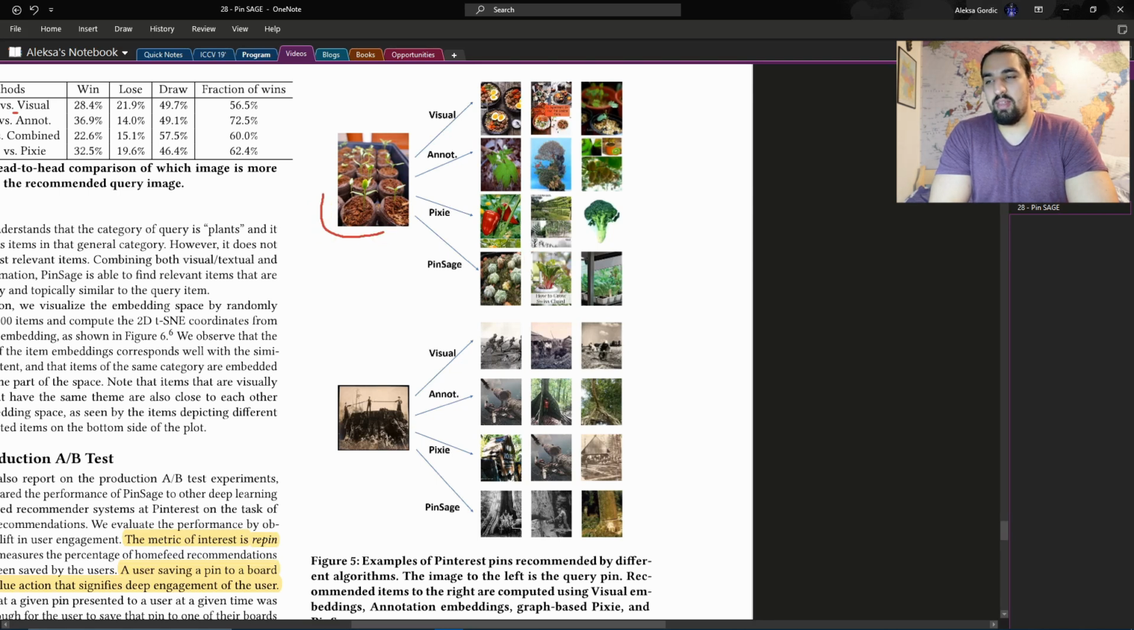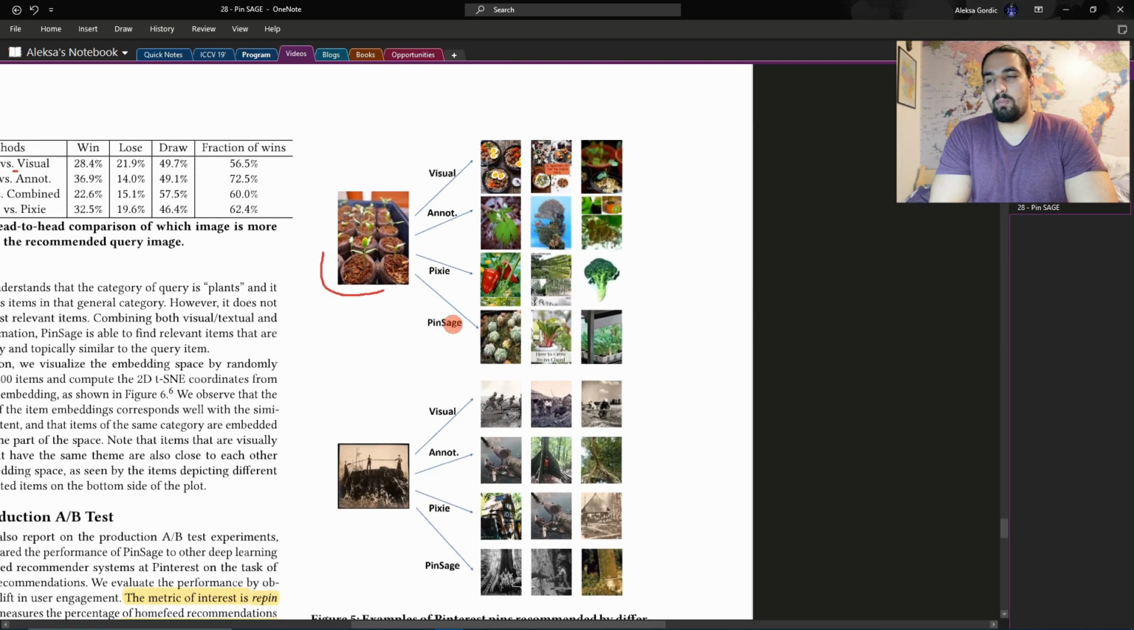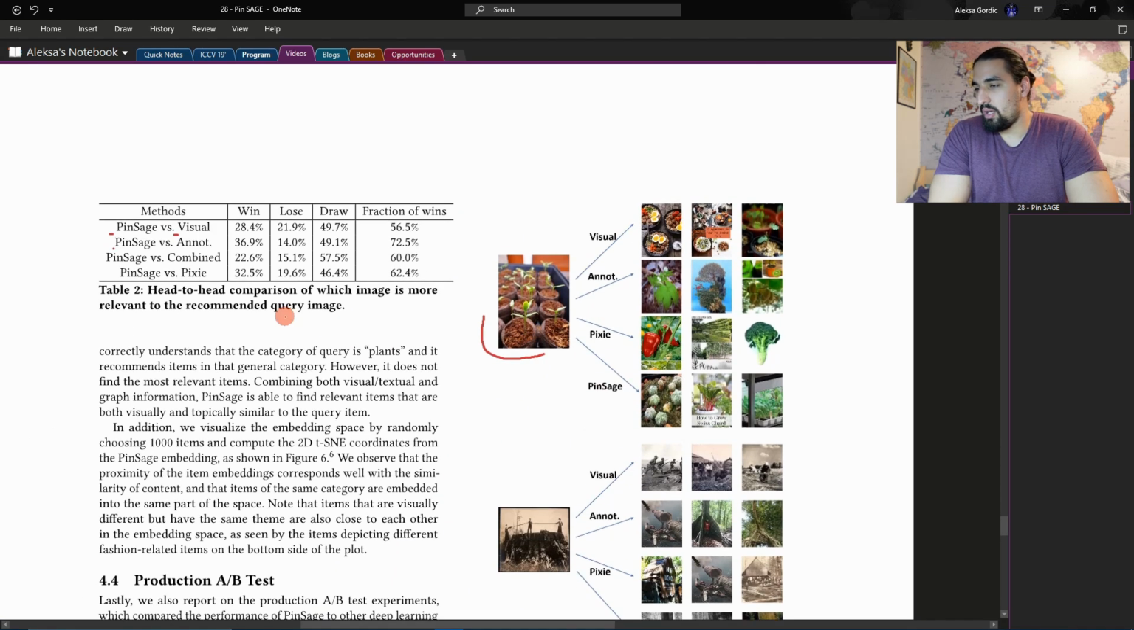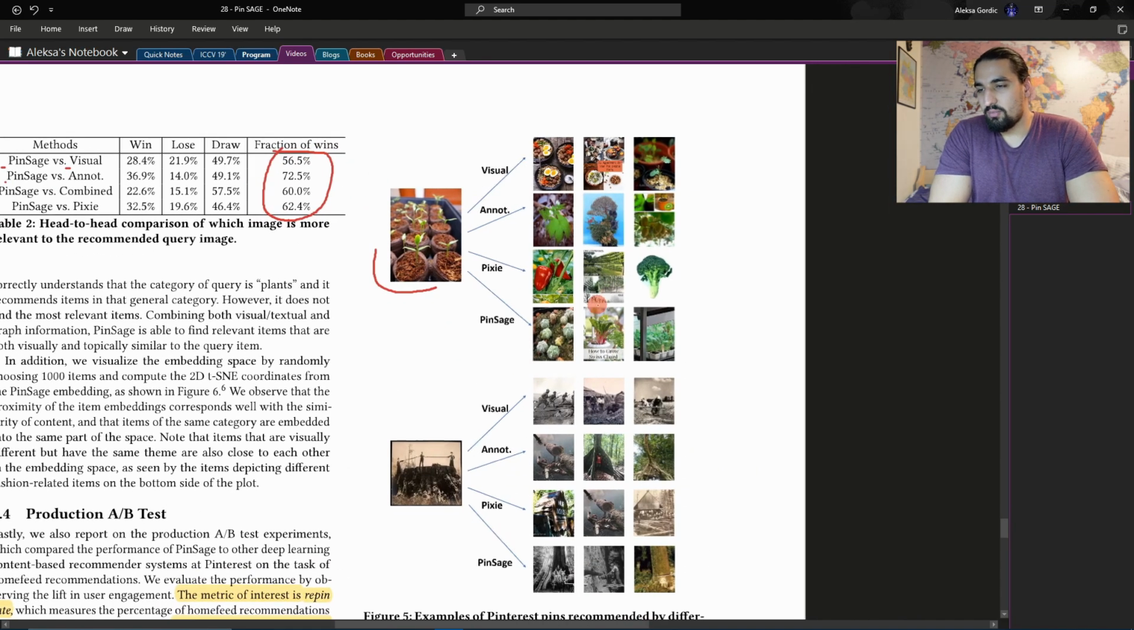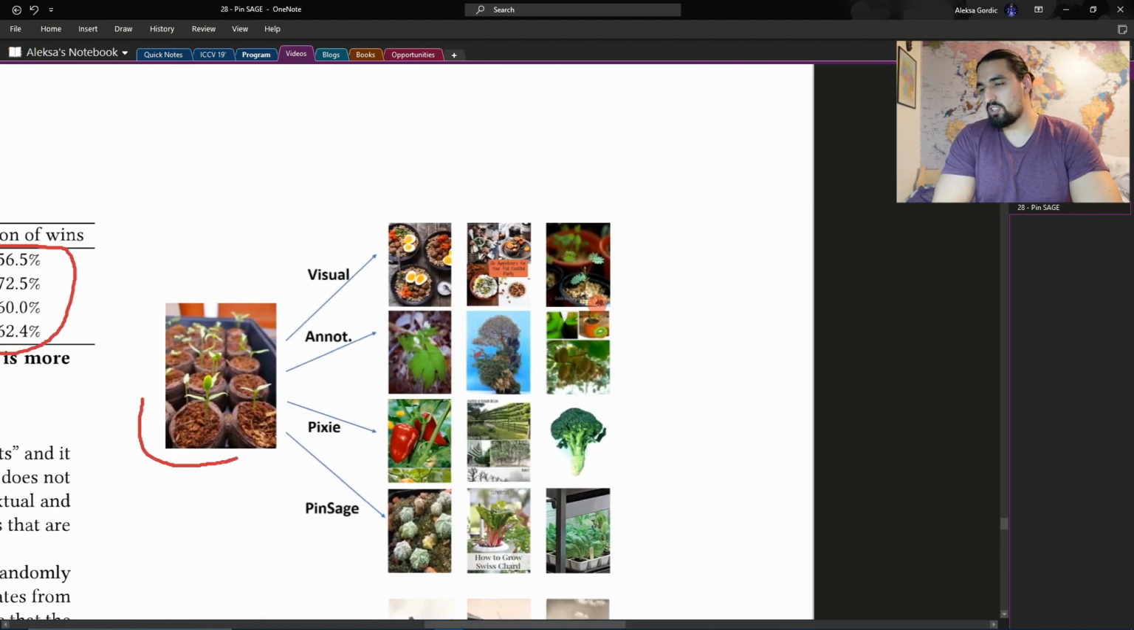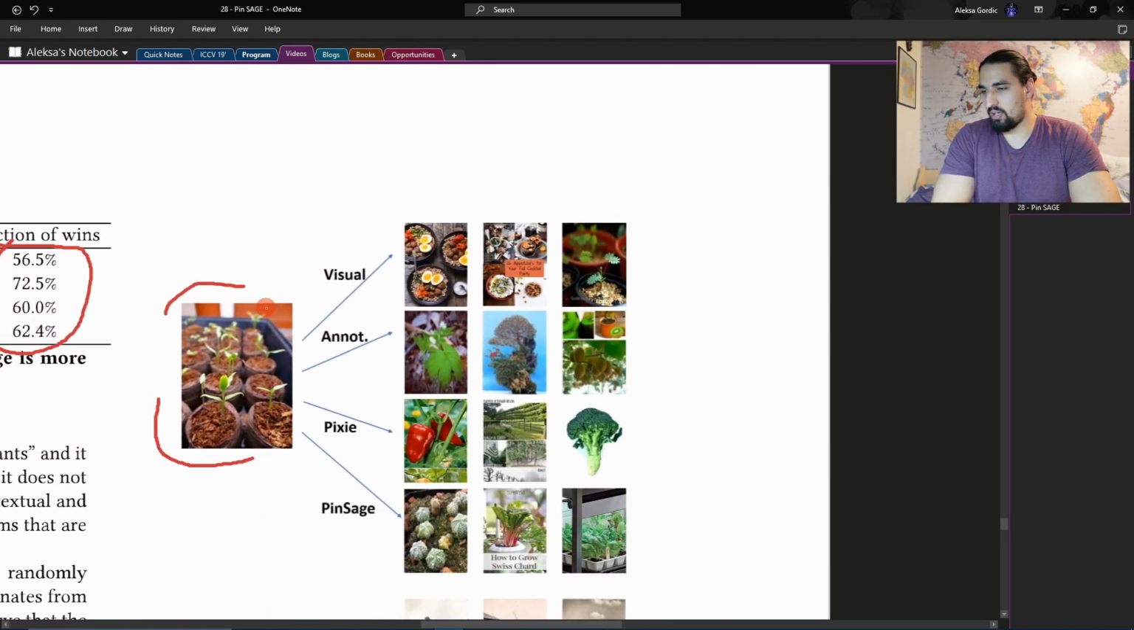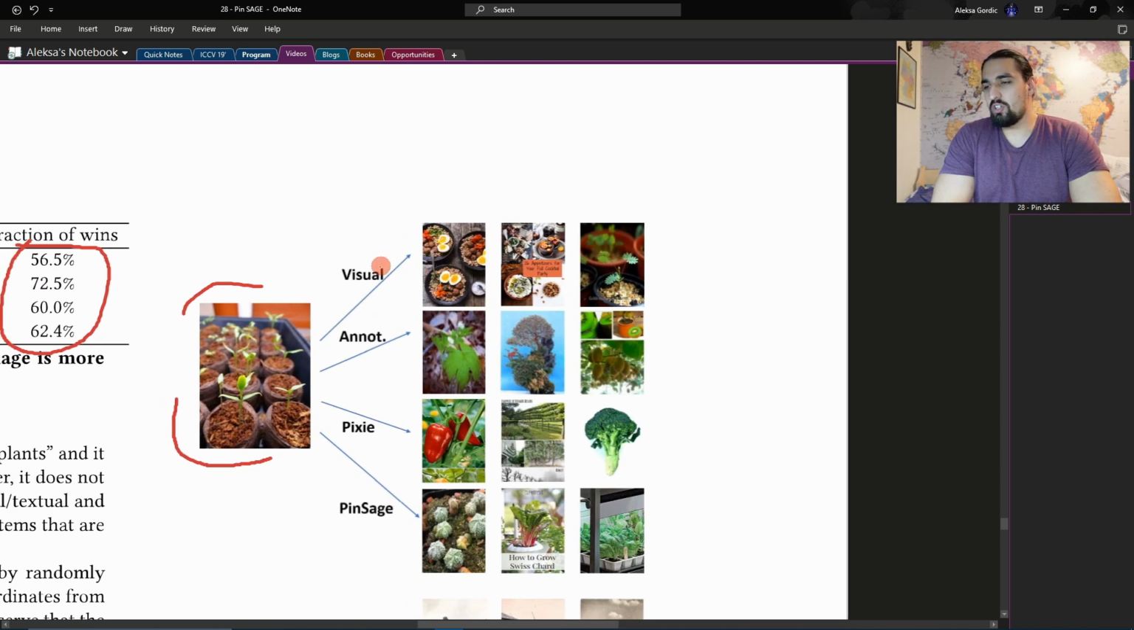So this is the query pin, and then they give them some results from different baselines, and they ask them what's better. And you can see in the table, again, PinSage has the highest fraction of wins, so that's not much information there. So let's see some visual results. Given this query pin, where you can see some young plants, the visual baseline makes some semantic errors. It returns imagery of food, which is visually related, but it's not what we are interested in. It's not as related conceptually.